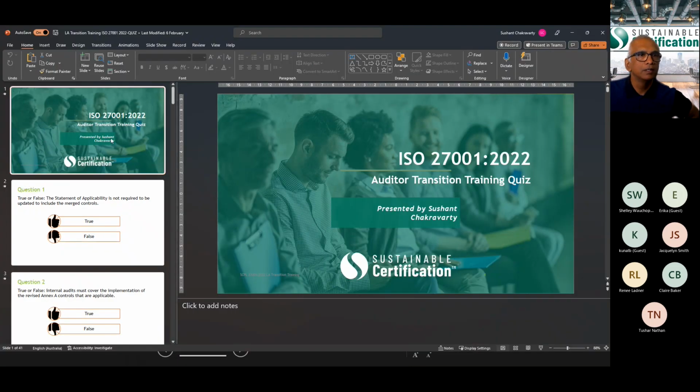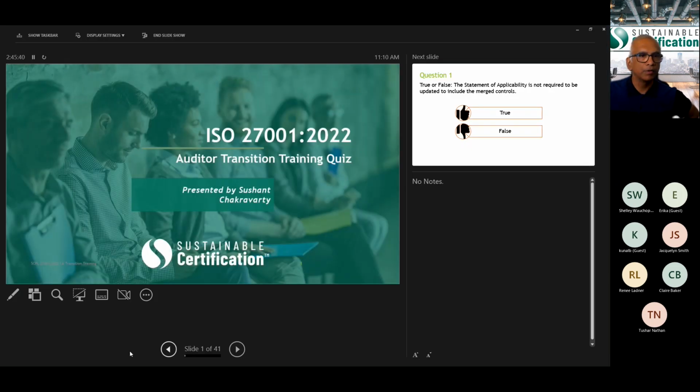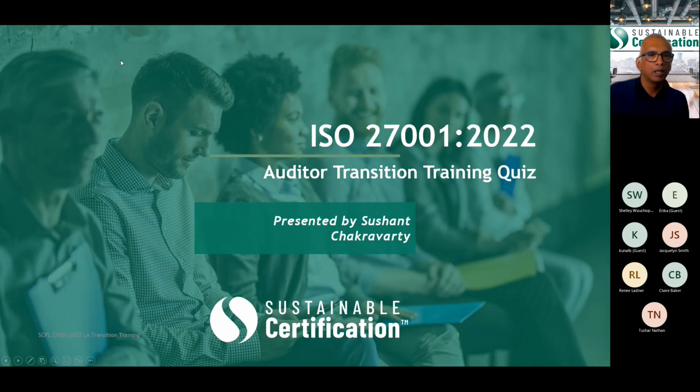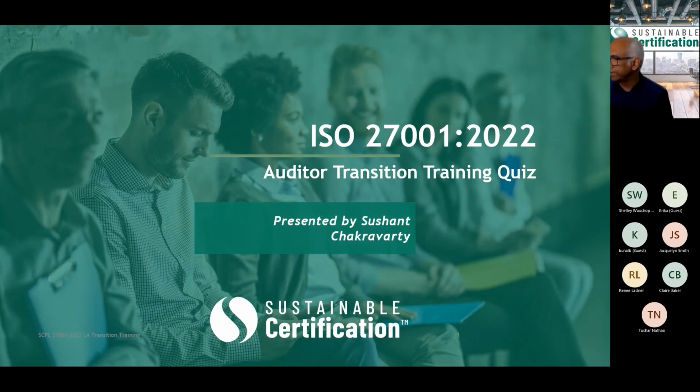Okay, so can you see this quiz? I can see it. You have to do the same thing. Get the auditor transition training quiz in full screen. Can you see it? Yeah. Do you want to take the same approach so that we get a full screen? Display settings. Is it full screen now? Yeah, perfect. Okay, good.